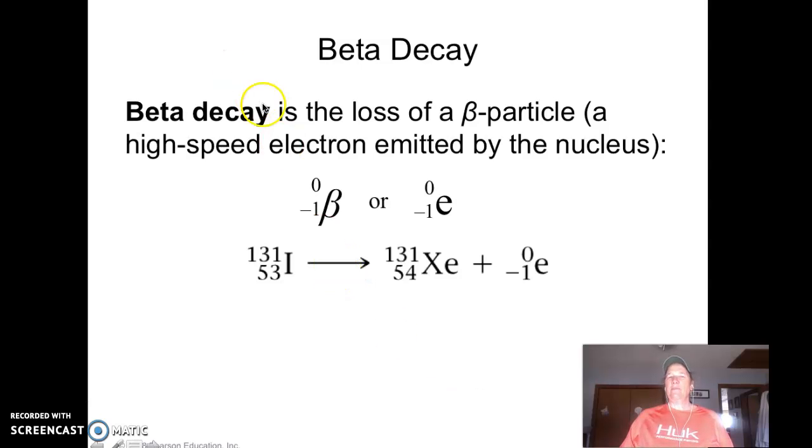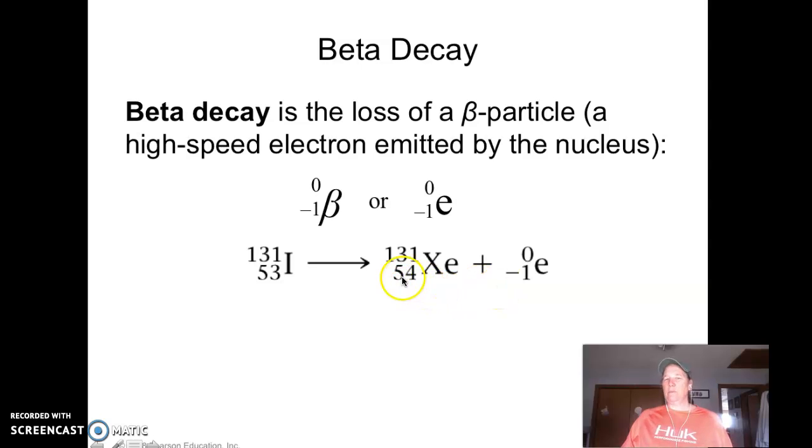Okay, here's a beta decay. When you have beta decay, you lose a beta particle, which is really basically an electron. So here we have iodine 131, that's its mass, and 53 is its atomic number. So what happens is the mass stays the same, but it loses an electron, so it becomes more positive. And again, if you look on your periodic table, 53 is iodine, 54 is xenon.